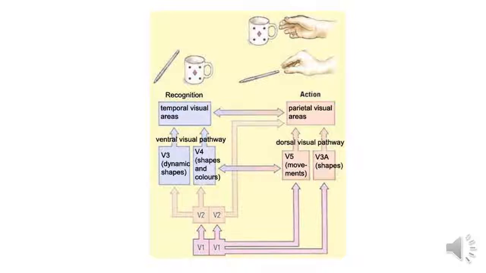Okay, and this is just a quick summary that the ventral visual pathways are associated with recognition, and the parietal visual pathways, or the dorsal visual pathway, is associated with the how, or grasping objects, using the correct orientation of your hand, etc., things like this. Okay, and I believe that's it.